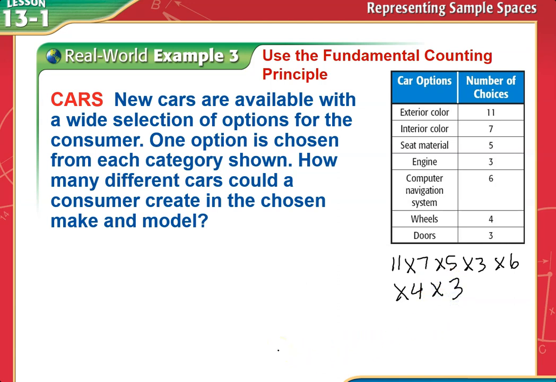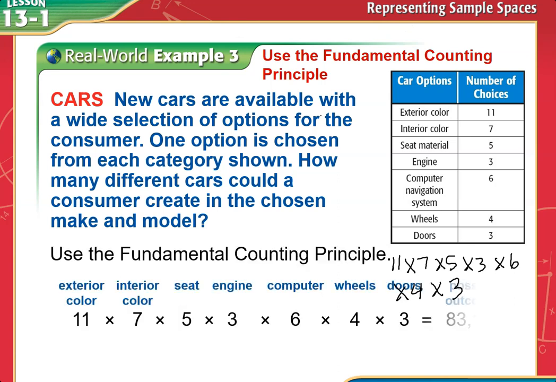We're going to multiply all this. It's going to be nice and large. So using the fundamental counting principle, we have 11 times 7 all the way down to our times 3, 83,160 possible different vehicles that you could make.